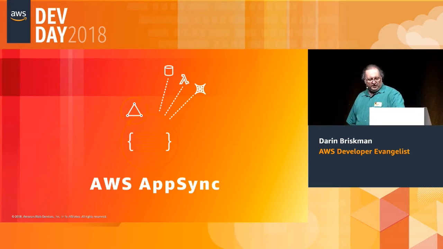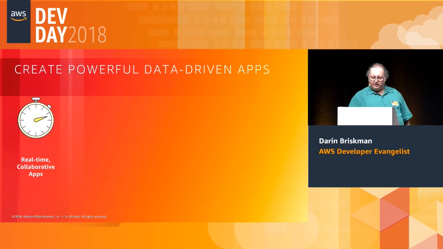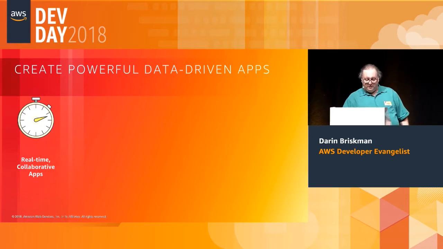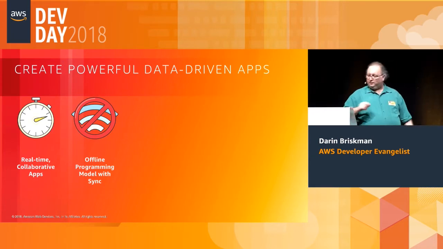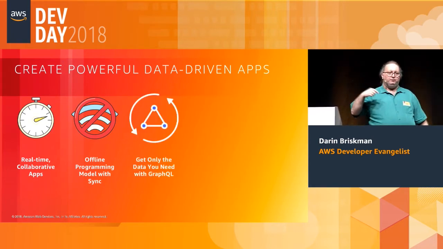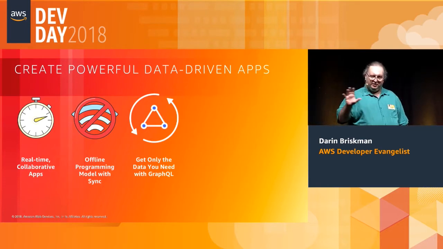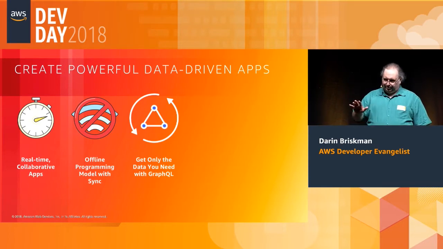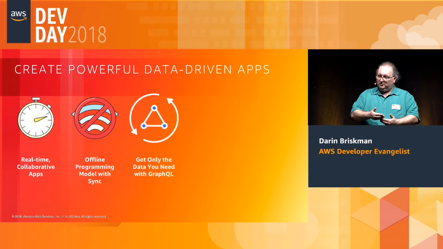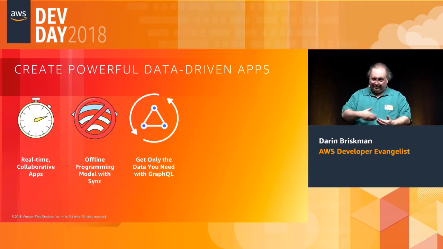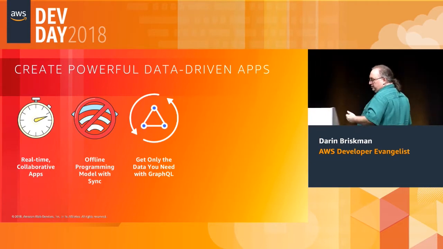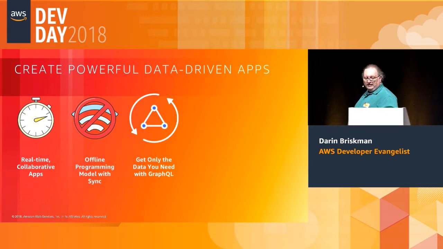AppSync is an Amazon service that was introduced last year at re:Invent, so about 6 months ago. And it's designed for real-time collaborative apps with an offline-first model, which means AppSync mostly uses a lightweight database on the mobile device and synchronizes it with the back end when needed, so that whenever the application is looking for data, it's looking locally. So even if you're offline, I can still use the application. And then when it gets online, it'll synchronize as needed.